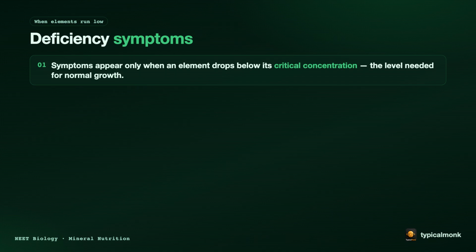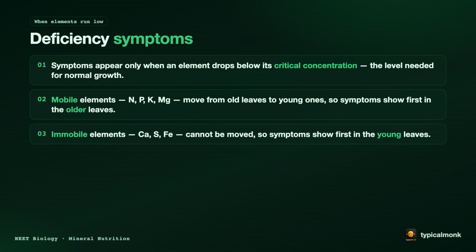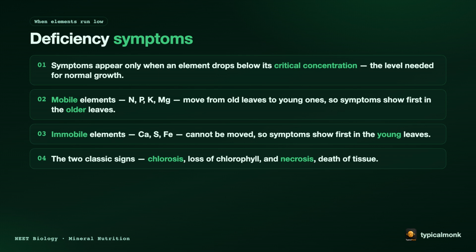Now, what happens when an element runs low? Symptoms appear only when an element drops below its critical concentration, the level needed for normal growth. Mobile elements, N, P, K, Mg, move from old leaves to young ones, so the symptoms show first in the older leaves. Immobile elements, Ca, S, Fe, cannot move, so their symptoms show first in the young leaves. And the 2 classic signs, chlorosis, the loss of chlorophyll, and necrosis, the death of tissue.